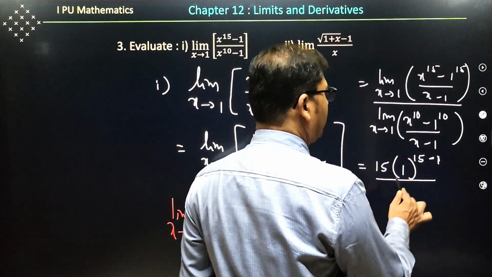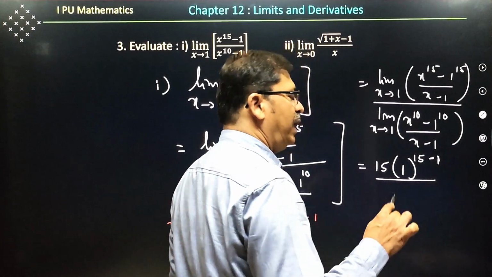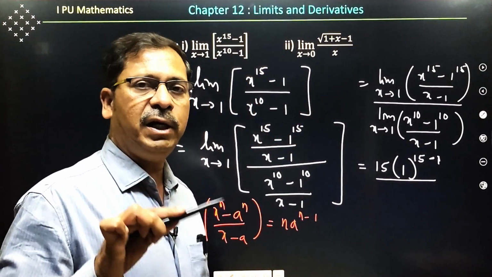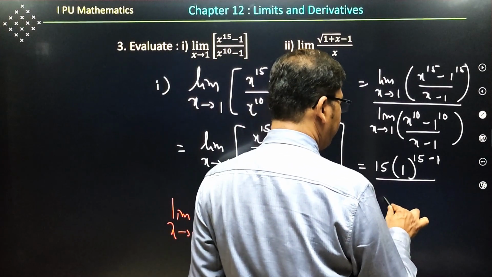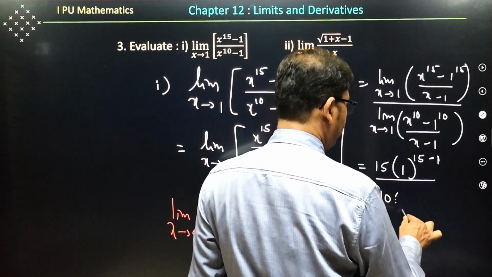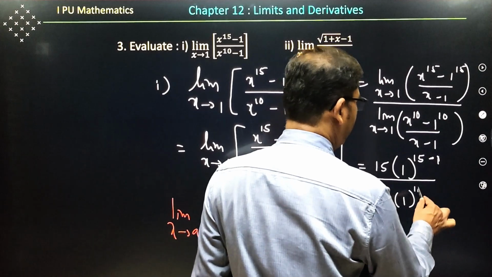Hello. In place of n, 10 is there. N a to the power n minus 1. In place of n, 10. In place of a, 1. Come on. Anybody? 10. 1 into 10 minus 1. 10 minus 1. Very good.